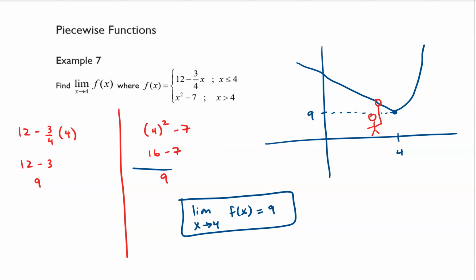If we had gotten different values here, then that would have been a different story, and we would have had to say that the limit does not exist. But again, I have these two kids, they're coming in from both sides, and as they're approaching the x value 4, their balloons are approaching the value 9.